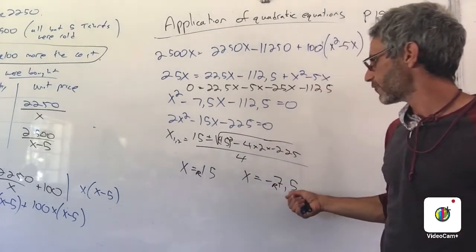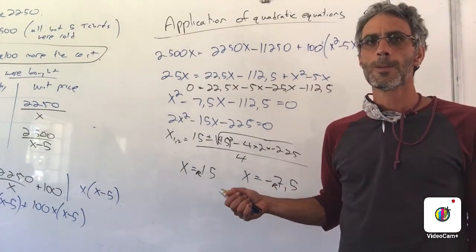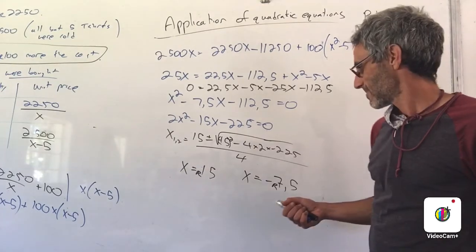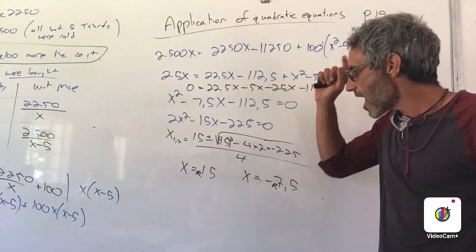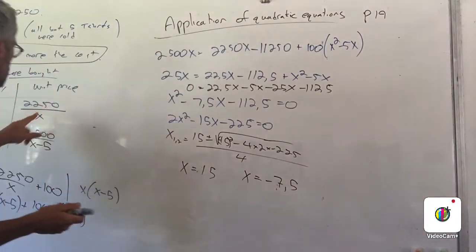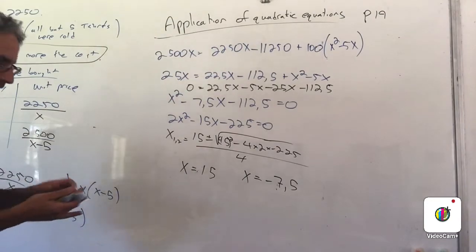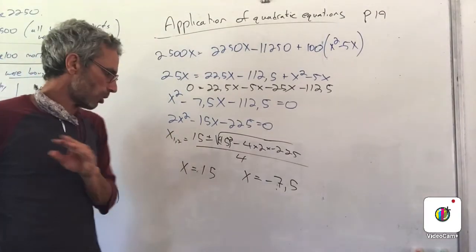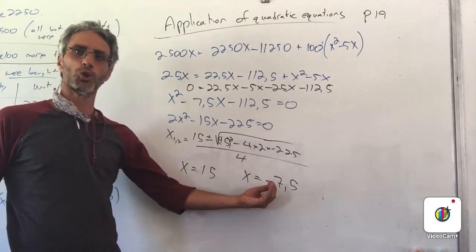Does that mean I have two prices? Sir, it's not supposed to be prices, it's supposed to be numbers of shirts. Ah, yeah, you're right. Thank you, Jacques. x was not the price, x was the quantity of shirts. So the restriction is still not a problem. Do we have two solutions for the number of shirts?